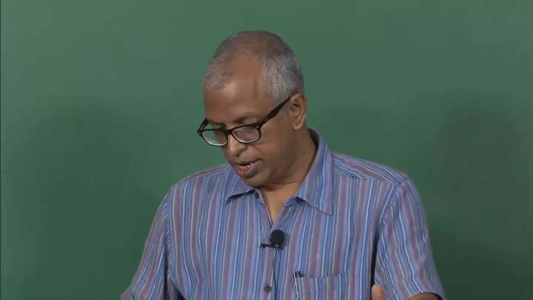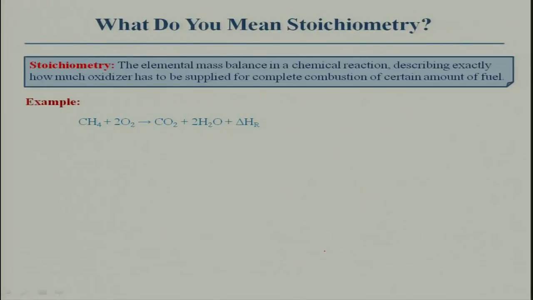For example, if I take 1 mole of methane reacting with 2 moles of oxygen, leading to 1 mole of carbon dioxide and 2 moles of water, and releasing a certain amount of heat, right? Because this will be an exothermic reaction overall. So therefore, some amount of heat will be released.